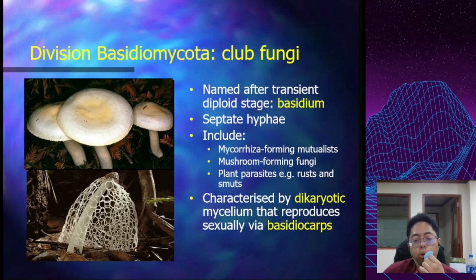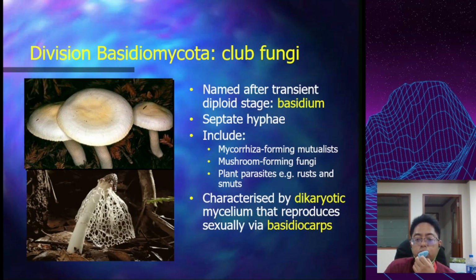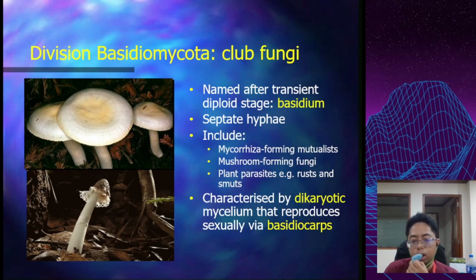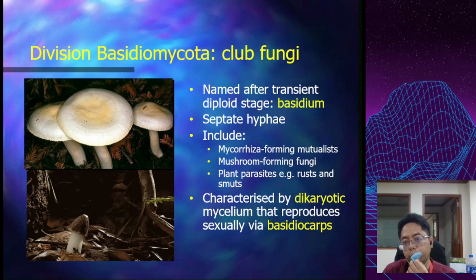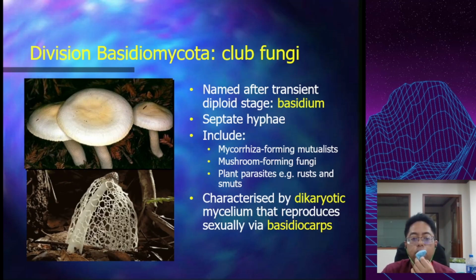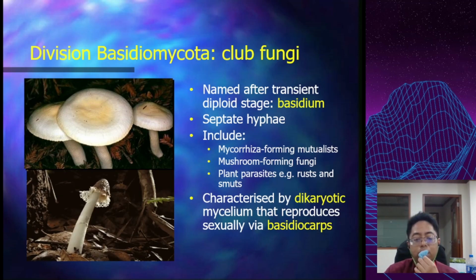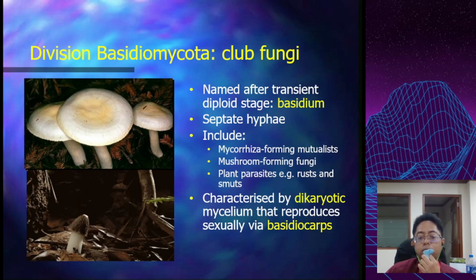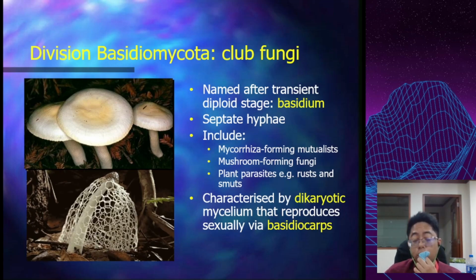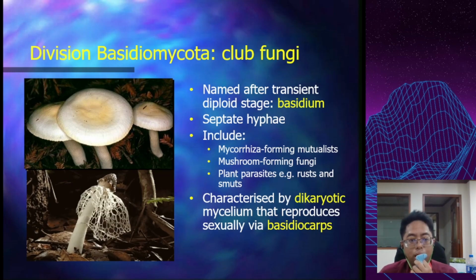Now for the Basidiomycota, or club fungi, this is named after the transient diploid stage, which is called the basidium. These also have septate hyphae, meaning that they have cross walls between the cells. They include mycorrhiza-forming mutualists, mushroom-forming fungi, and plant parasites such as rust and smut. They're characterized by dikaryotic mycelium that reproduces sexually via the basidiocarp. What you are looking at there, the mushroom, that's what we call the basidiocarp.